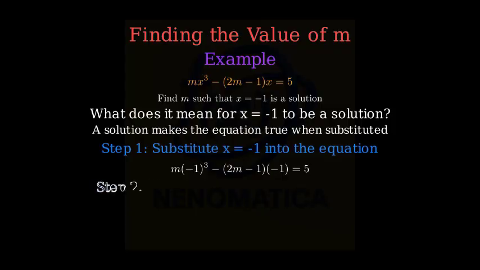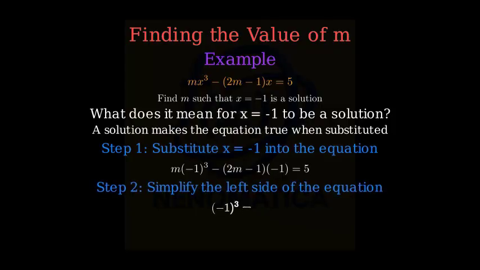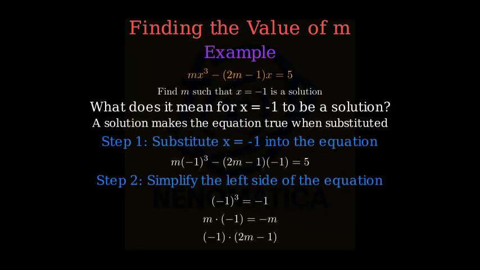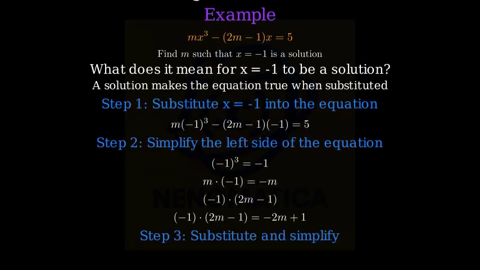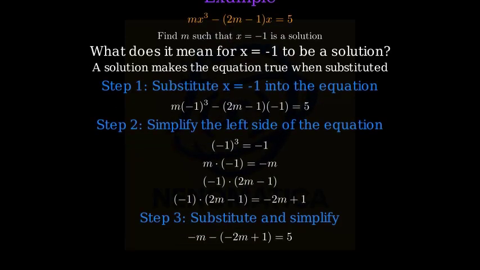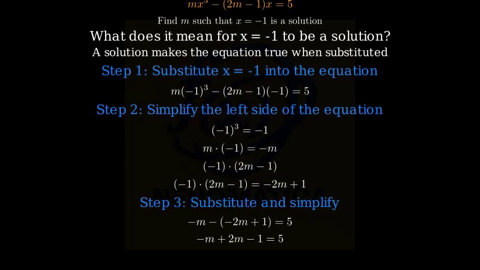Step 2. Let's simplify the left side of the equation. First, (-1) cubed equals -1. So, m times -1 equals -m. Next, -1 times (2m minus 1). When we distribute the -1, we get -2m plus 1. Step 3. Now, let's substitute these values back into our equation. We have -m minus (-2m plus 1) equals 5. Simplifying, we get -m plus 2m minus 1 equals 5.